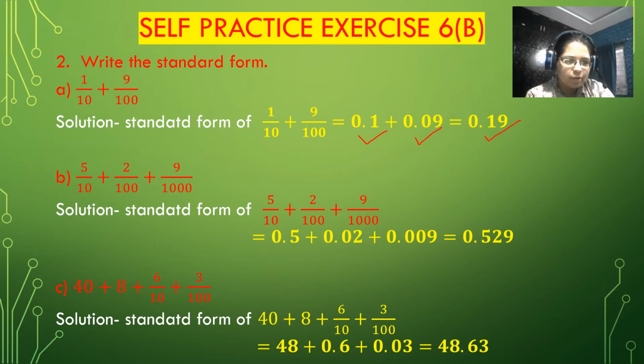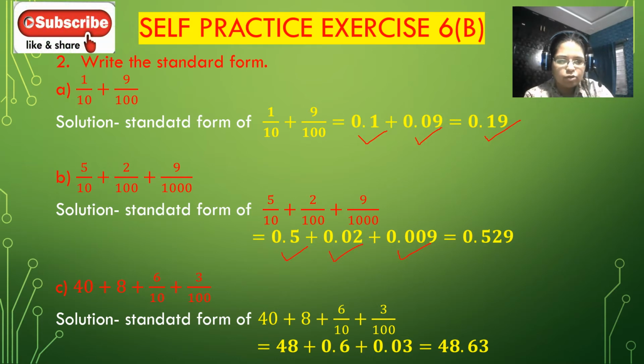B, 5 divided by 10 plus 2 divided by 100 plus 9 divided by 1000. Standard form: 5 divided by 10 is 0.5, 2 divided by 100 is 0.02, 9 divided by 1000 is 0.009. So 0.5 plus 0.02 plus 0.009 is 0.529.